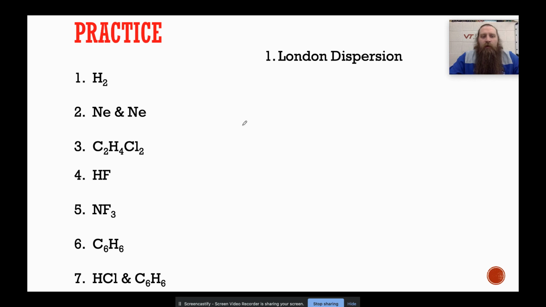All right, Ne and Ne, two neon atoms. Well, are they polar? No, right? Must be London dispersion again.